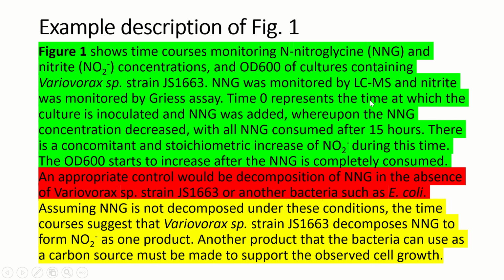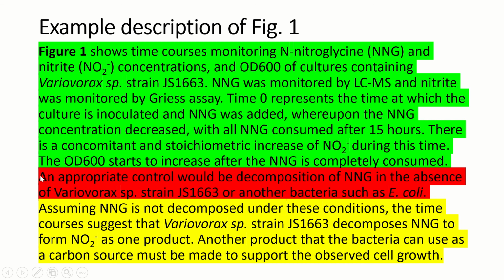Time 0 represents the time at which the culture is inoculated and NNG was added, whereupon the NNG concentration decreased with all the NNG consumed after 15 hours. There is a concomitant and stoichiometric increase of nitrite during this time. The OD600 starts to increase after the NNG is completely consumed. So this is just a description of figure 1, highlighted in green.